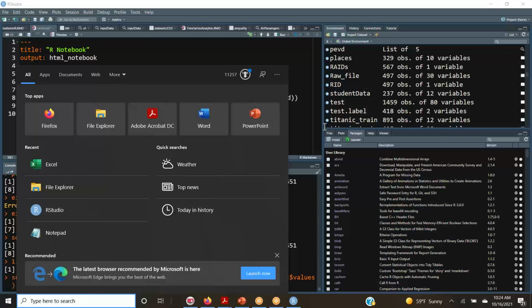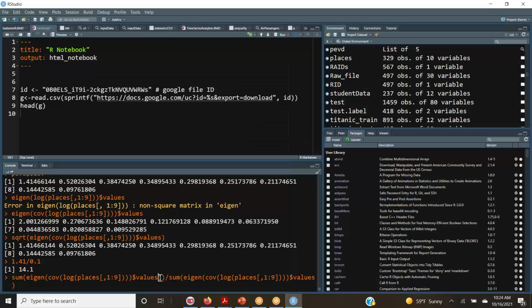Oh, don't bother me. So many things are popping up. In the values only, I'm taking the first two values. Am I making sense now? Yes. Now it is okay. Let me do one more time. Okay. So I am taking the eigenvalues of this covariance or log of the places data, first 9 columns only, and then values. And the first two eigenvalues, and then divided by the sum of eigenvalues, the same thing, but all. This time I'm not restricting it to only first two. Okay. Everybody is good? Yes.